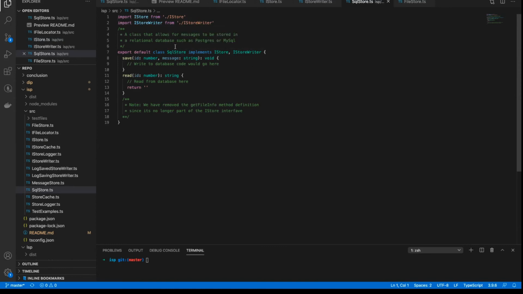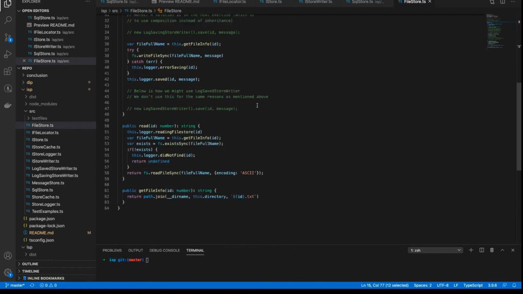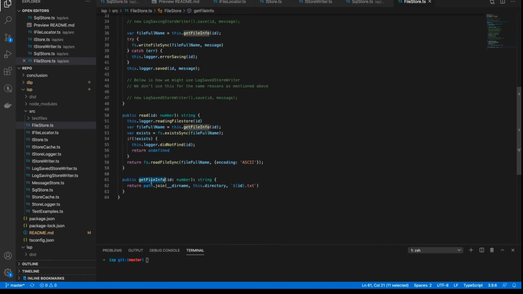And as you can see here now, the SQL store class implements the iStore interface and a new interface called iStoreWriter. And therefore we can remove the method that we don't need, and thereby fix the Liskov substitution principle violation that we had earlier. And we can also update our file store class. And here we have the iStore interface, iStoreWriter interface, but we also have the iFileLocator interface, because this class needs that method, the getFileInfo, right?